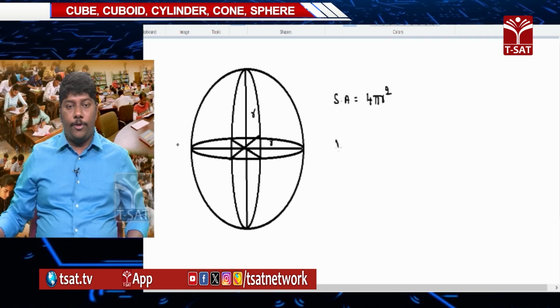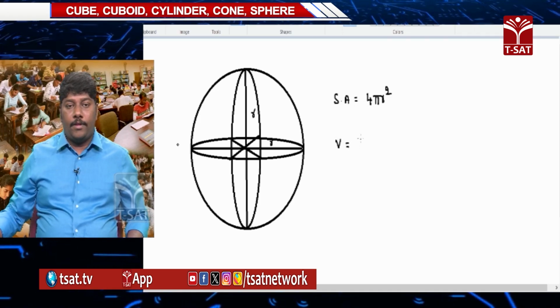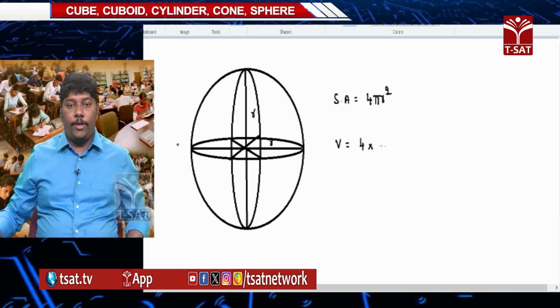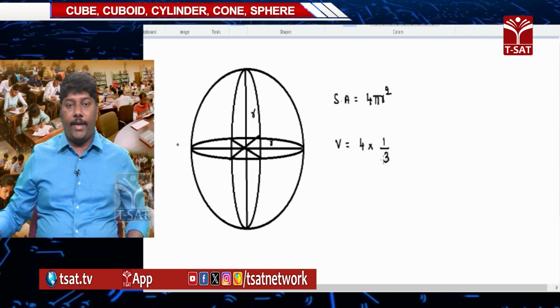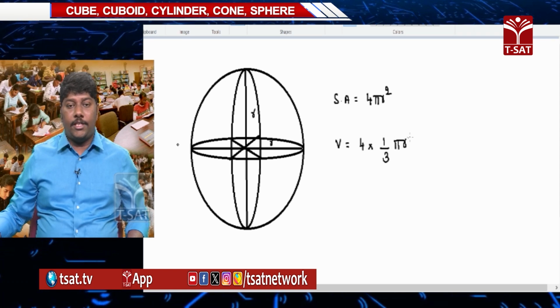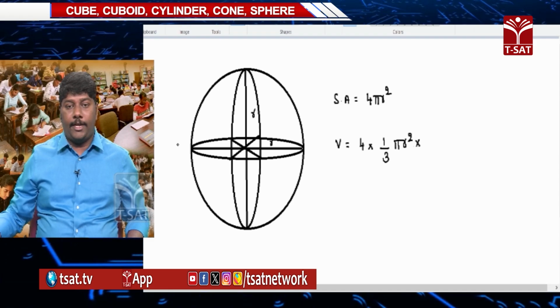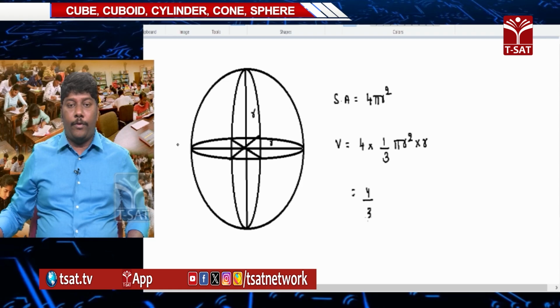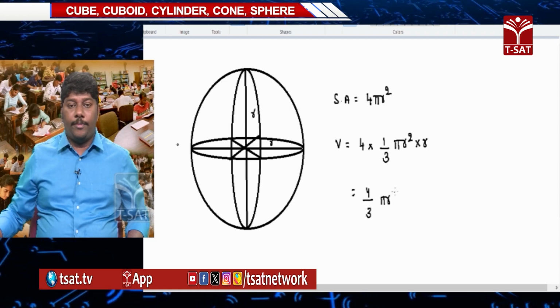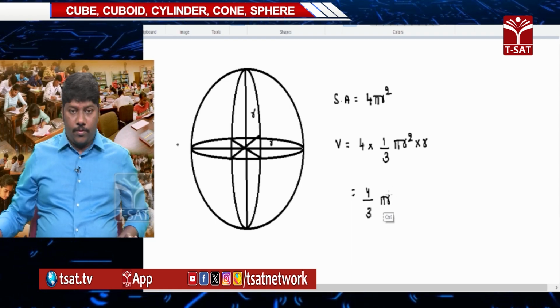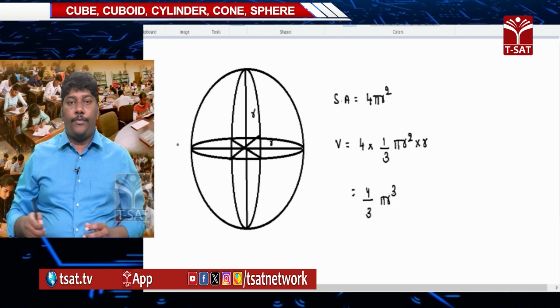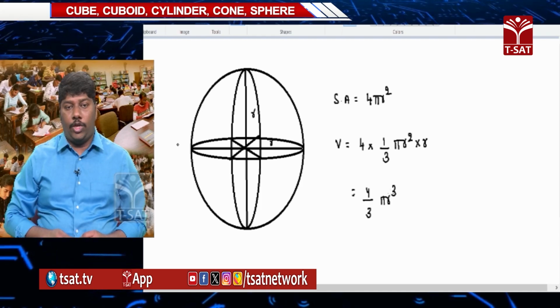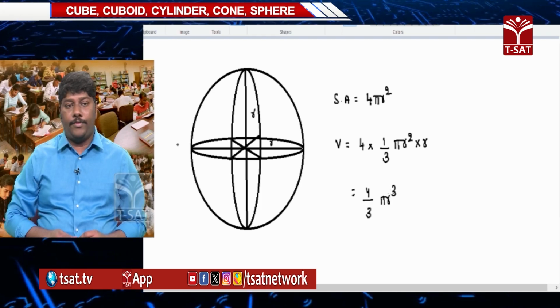When it comes to volume also, it is 4 into the volume of a cone, which is 1/3 of pi r square h. Here h is also the same as r, therefore multiply it with r. So, remember that a sphere is formed by 4 cones in order to remember the formulas. So, what is the volume of the sphere? It is 4 by 3 pi r cube. So, this is the volume of the sphere.